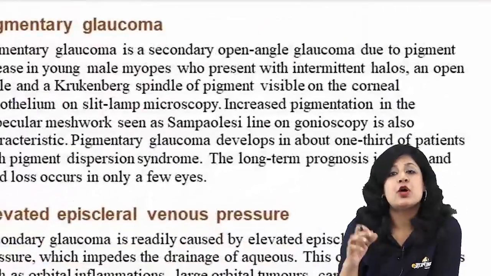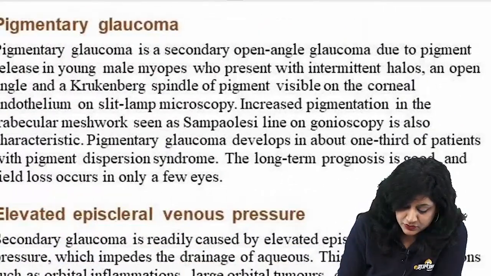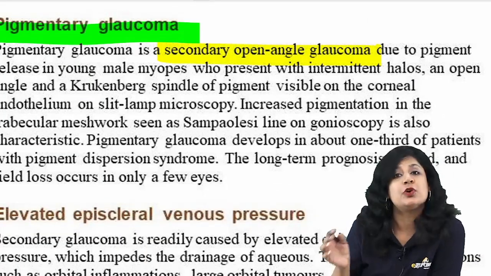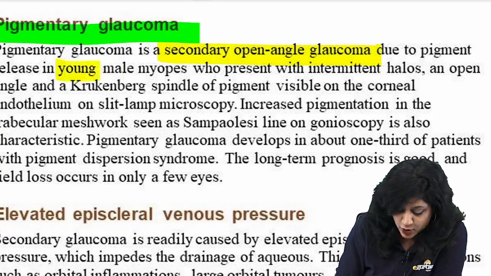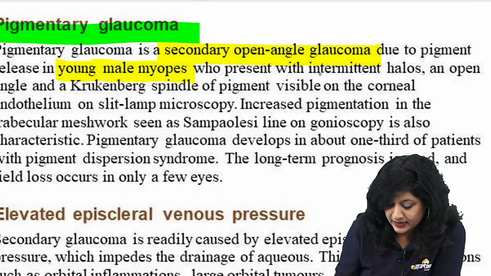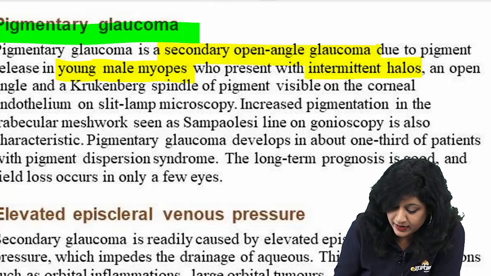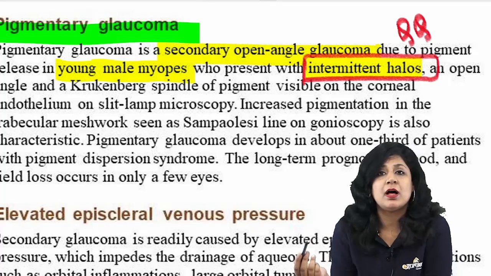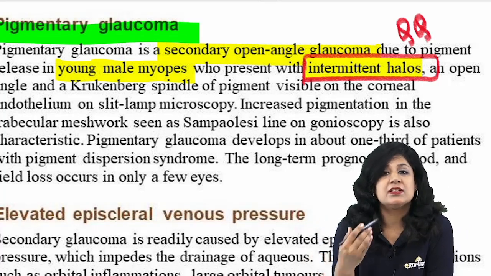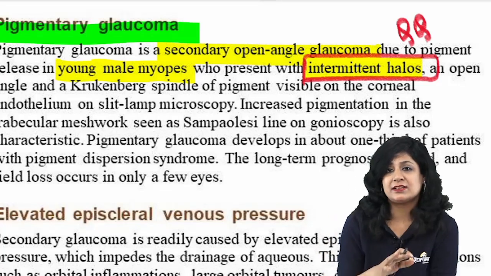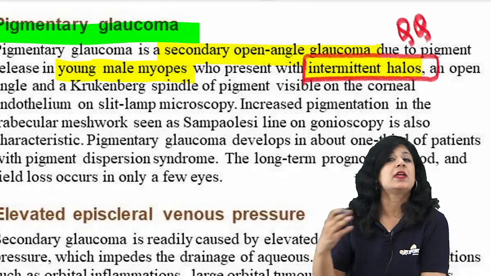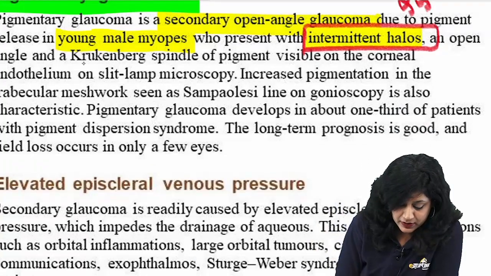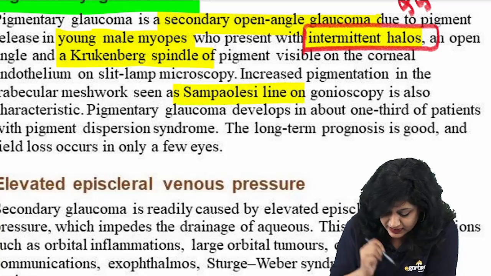Then next is your pigmentary glaucoma. Pigmentary glaucoma is again a secondary open angle type of glaucoma, because you are having the pigments in the trabecular meshwork, very common in young males, myopes. They are even having intermittent halos. Now, again an important thing, whenever you are reading about halos, it is angle closure glaucoma, or acute mucopurulent conjunctivitis, or cataract. Now, there are certain exceptions where even in open angle glaucoma you can have halos, and this is one, pigmentary glaucoma. You can also have the Krukenberg spindles and Sampaolesi's line.